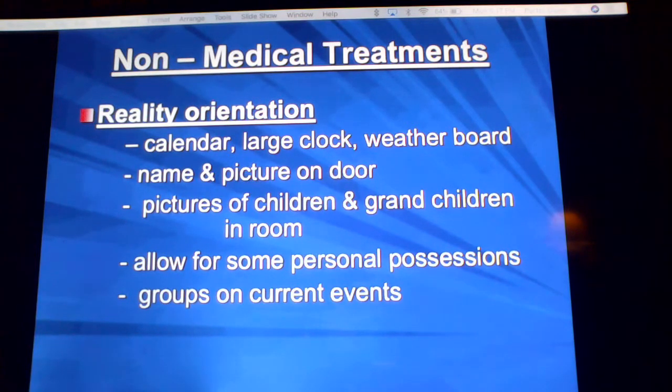Non-medical treatments. Again, we spoke about this a little bit. Reality orientation. There should be a calendar, a large clock, a weather board, name and picture maybe on the door of the patient. And this picture is not when they're 90 years old. I know when I worked in the VA, the nursing home, there were pictures of the guys when they were 25 in their military uniforms during World War II. Because none of us think of ourselves as 90 years old.